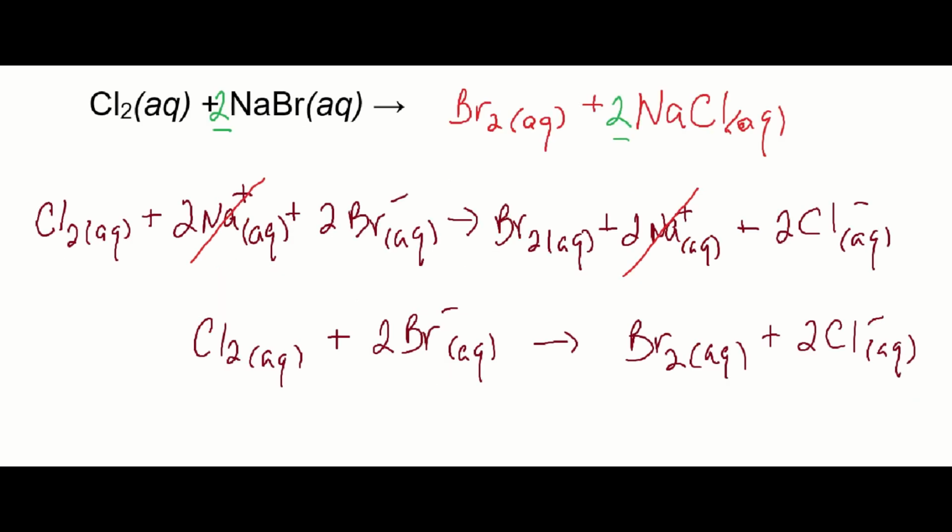Not sure if I already mentioned this, but this is also a redox or oxidation-reduction reaction. Chlorine is gaining electrons, therefore it's being reduced to chloride ions, and bromide ions are being oxidized to bromine. Oxidation is the loss of electrons.